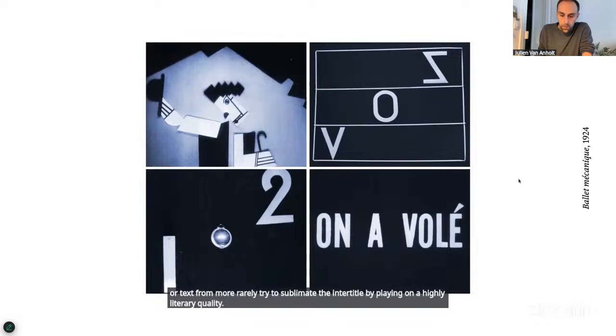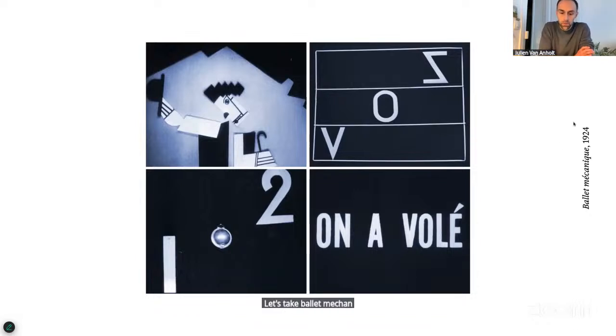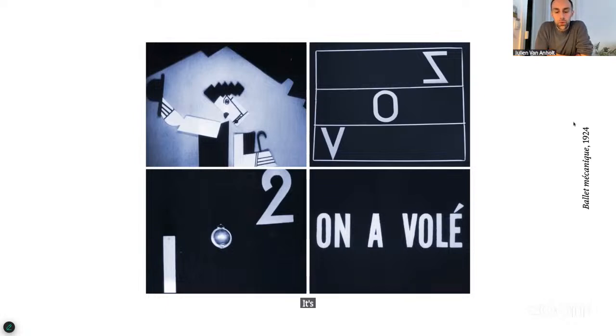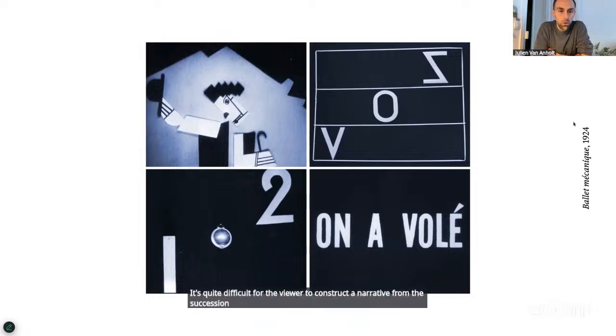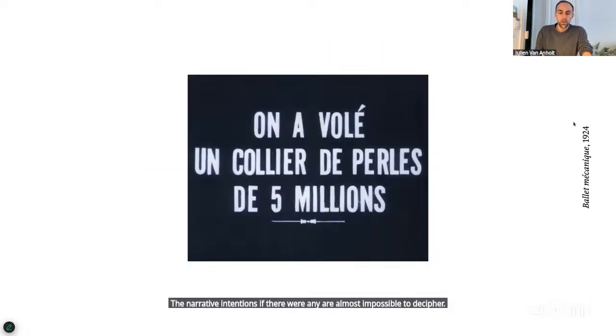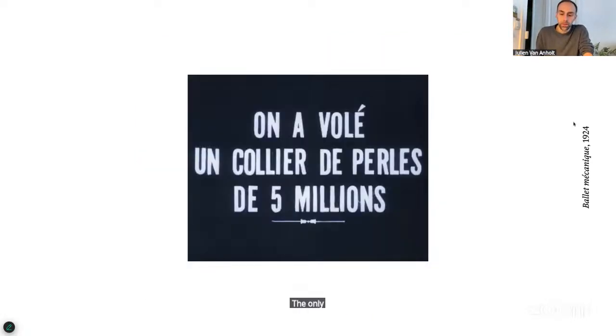Let's take Ballet Mécanique as an example. In this very famous short film by Léger and Dudley Murphy, it's quite difficult for the viewer to construct a narrative from the succession of visions that the film offers. The narrative intentions, if there were any, are almost impossible to decipher. The only textual element to which we can relate is this one.